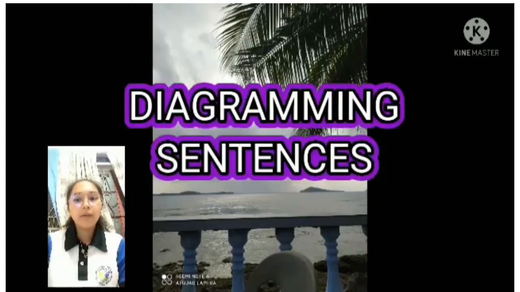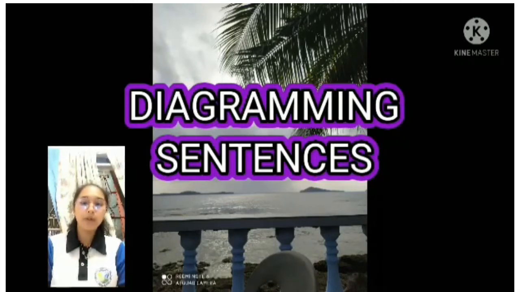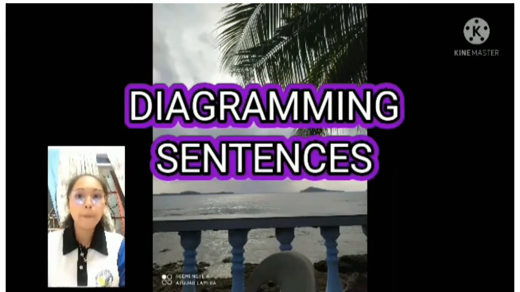Diagramming sentences is important to those who are visual learners. Diagramming sentences is mapping or organizing the words that shows or illustrates the grammatical relationship between words.